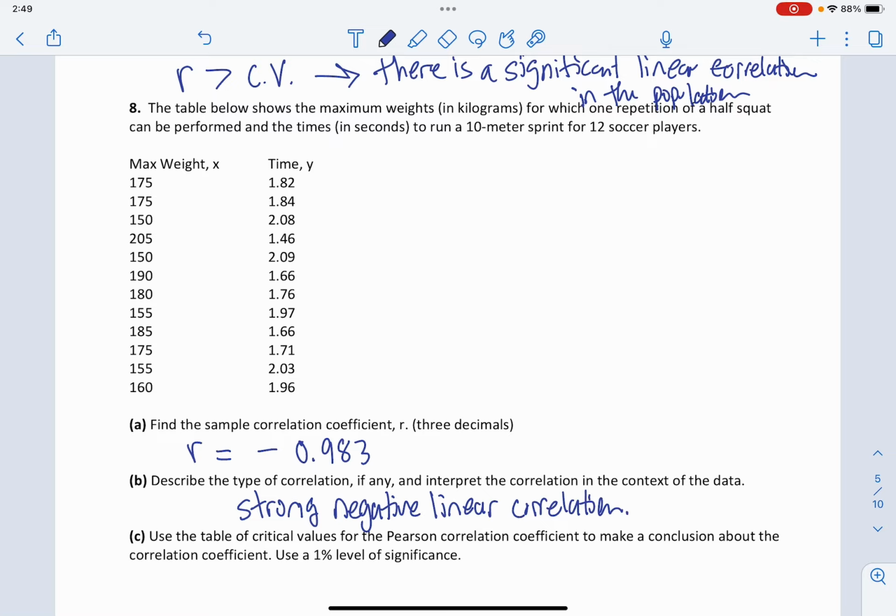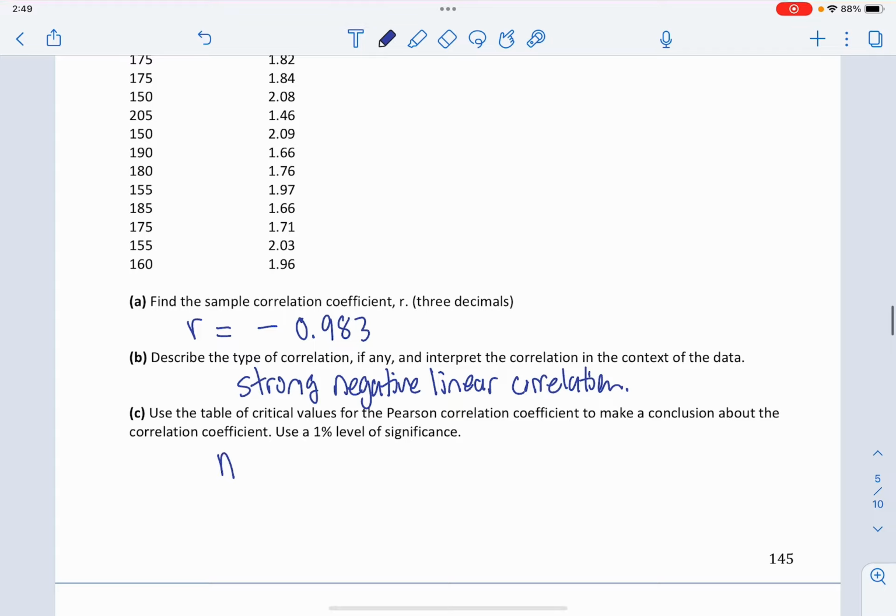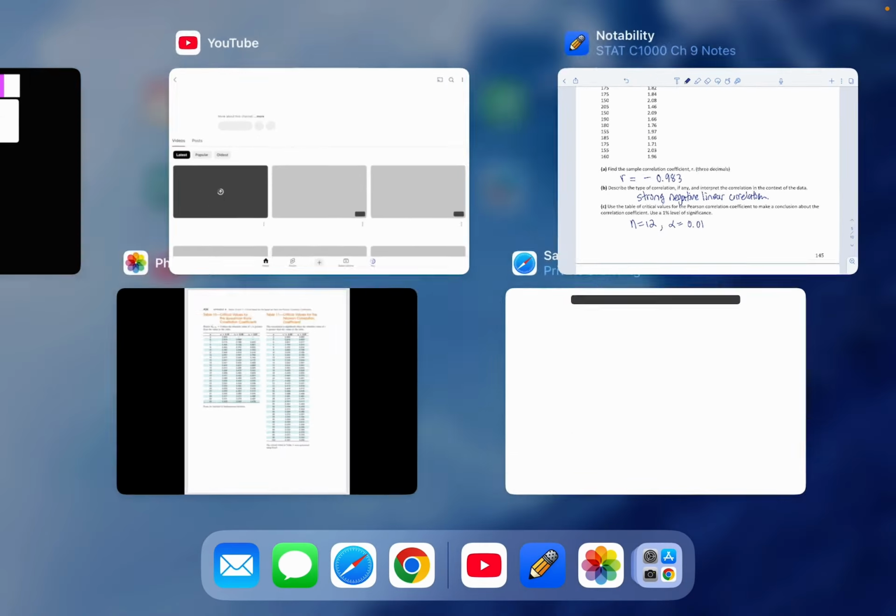Okay. Now we're going to use the table of critical values to decide about the population. R is so strong, I know it's probably going to be fine, but let's just find that value anyway. So now we look at, let's see, we have here n equals 12, right? And alpha is 0.01. So now I go to that table.